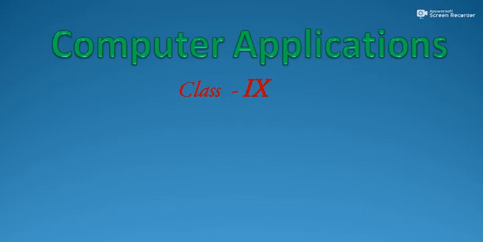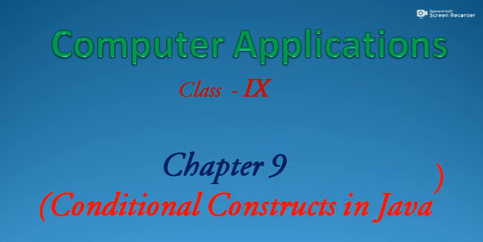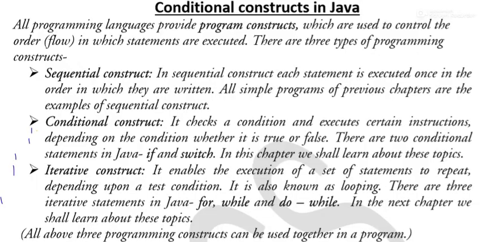Students, good morning. Today we will start chapter 9, that is conditional constructs in Java. First of all, we should know about programming construct and the types of programming constructs. Programming constructs control the flow of our program in which statements are executed.